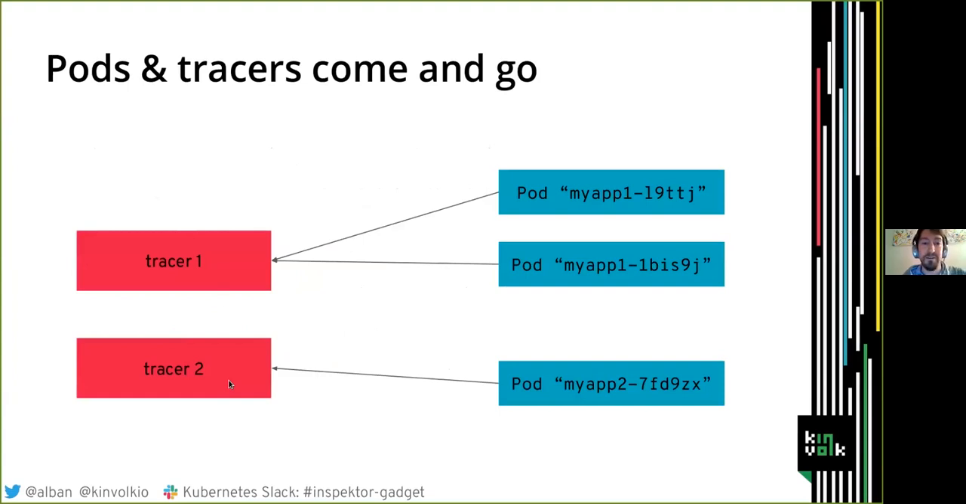And sometimes it's not so obvious what is selected because pods can come and go. They are being created and destroyed often. The tracers, the gadget commands I type on the terminal, can come and go as well. So what you actually select is different from one time to another.